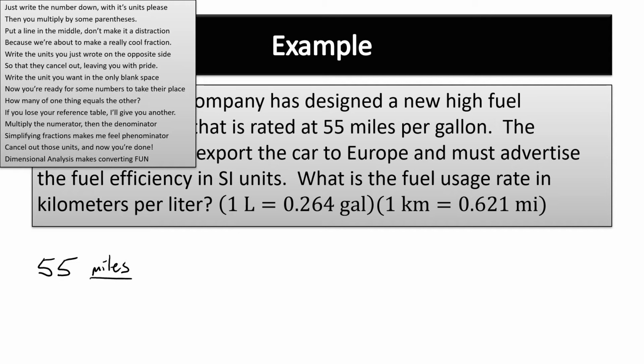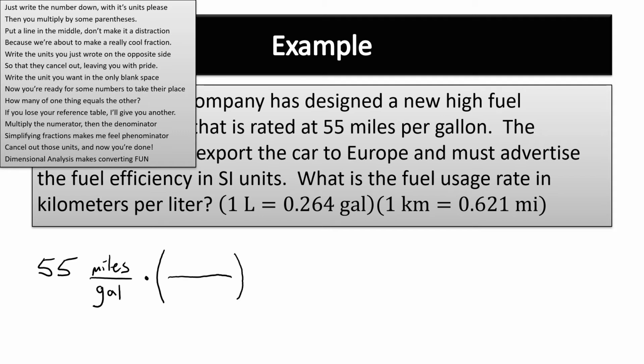And when we're doing unit conversion, we want to put things in the numerator and the denominator so that we can easily see where they cancel out. So this is basically like 55 miles per 1 gallon if you wanted to write the number down. But you don't have to. You could just write it like that. Then we multiply by some parentheses. Put a line in the middle.